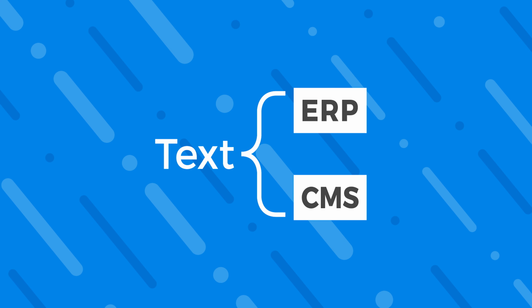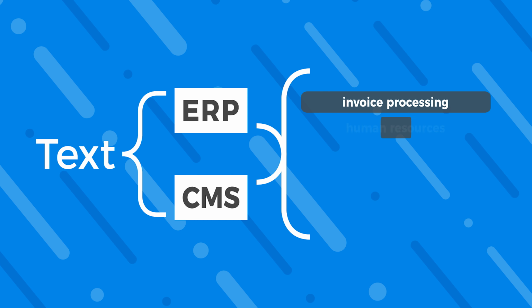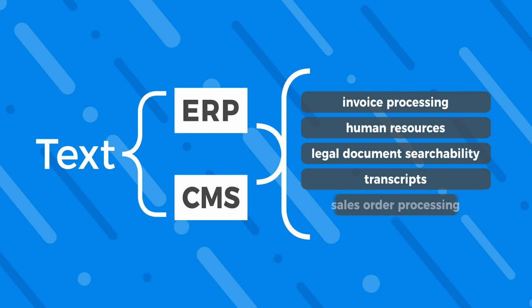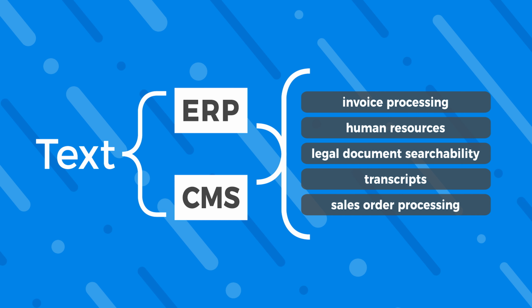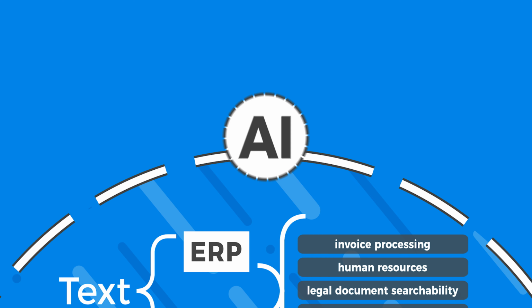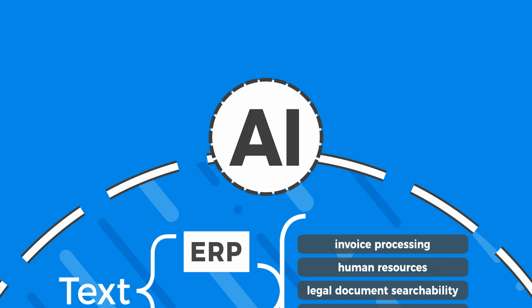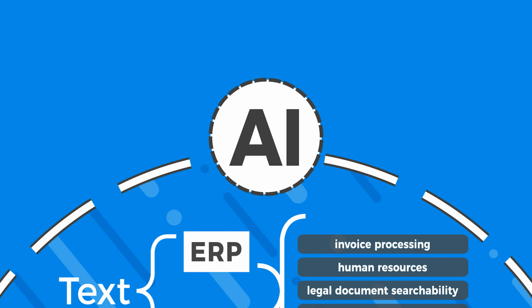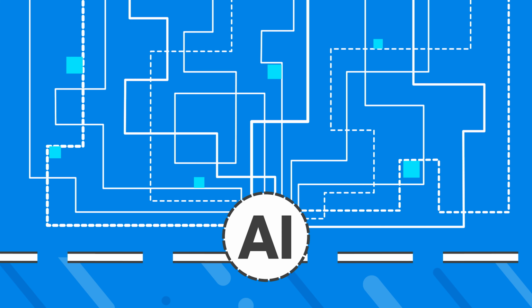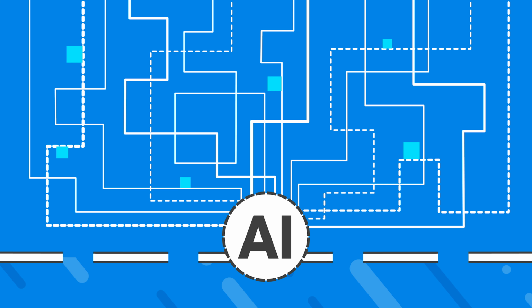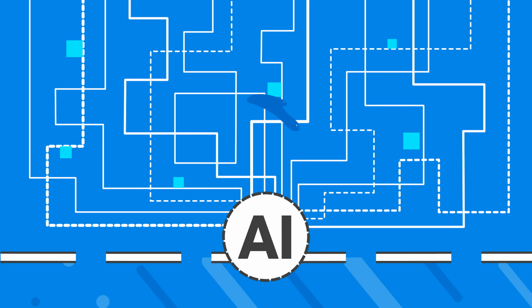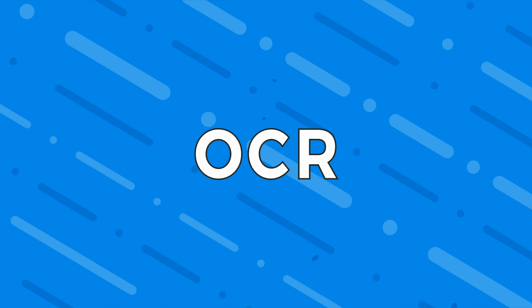Once we extract information from documents, we can pass it on to other systems, such as ERP or content management system, for process management such as invoice processing, human resources, legal document searchability, transcripts, or sales order processing. When we add AI and machine learning elements to the process, we can further reduce the human intervention required, recognize a wider range of document types and languages, and even mimic the way the human brain recognizes patterns and context. The above is the introduction of OCR.